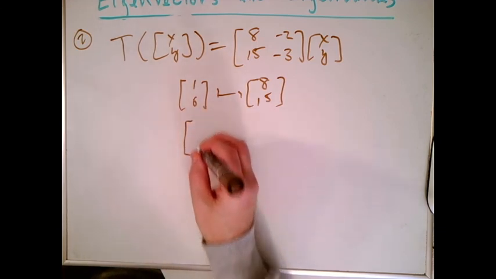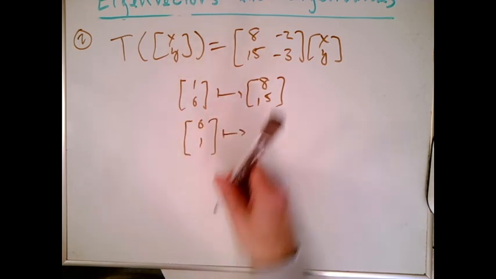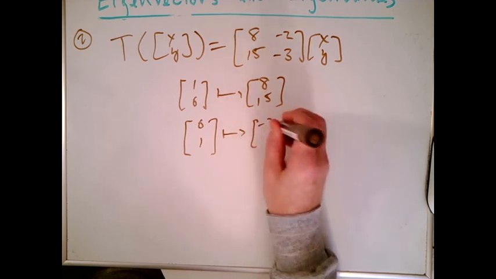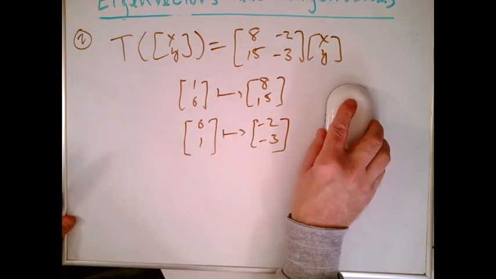When I plug in 0, 1, which is the second column of the identity matrix, I get the second column here. And so 0, 1 was definitely not an eigenvector. That doesn't mean there aren't any eigenvectors. It means we're going to have to work to find them.